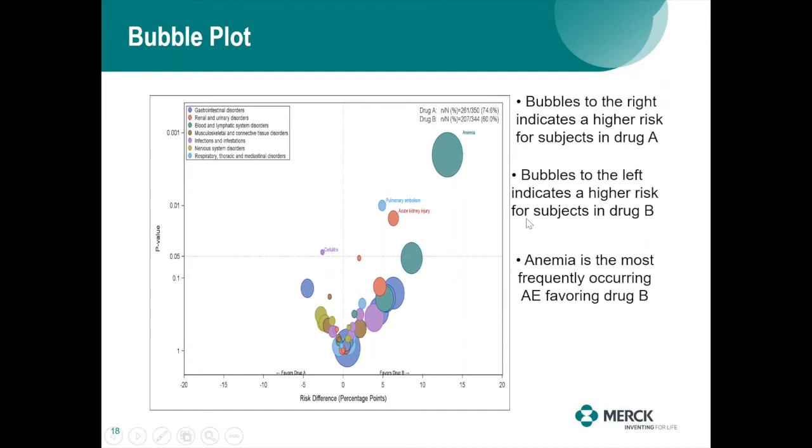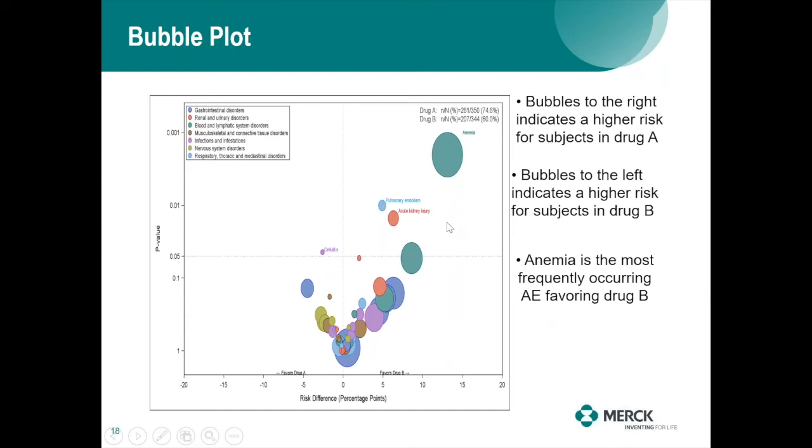Bubbles to the right indicate higher risk for subjects in drug A, which is cellulitis. And the bubbles to the left indicate a higher risk for subjects in drug B. So anemia is the most frequently occurring AE, which is favoring drug B, but drug A is at risk for anemia.